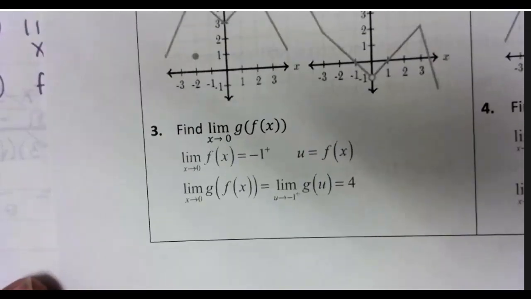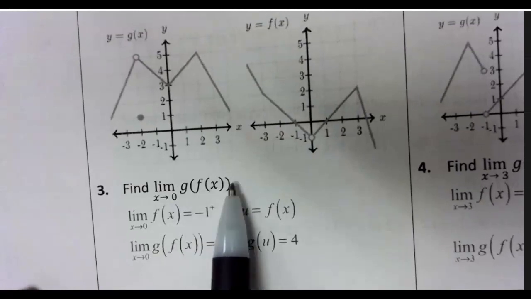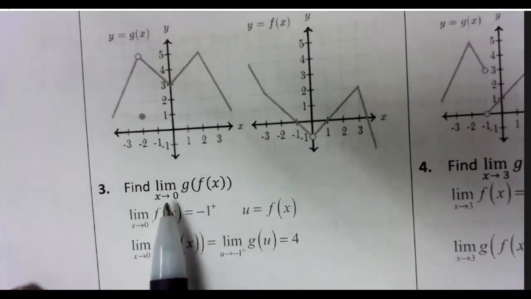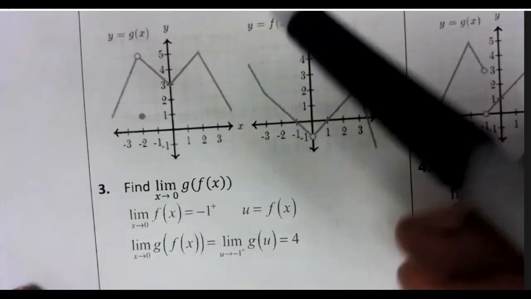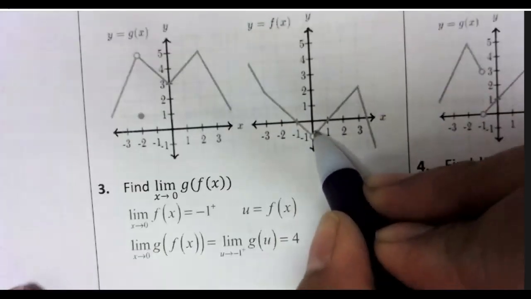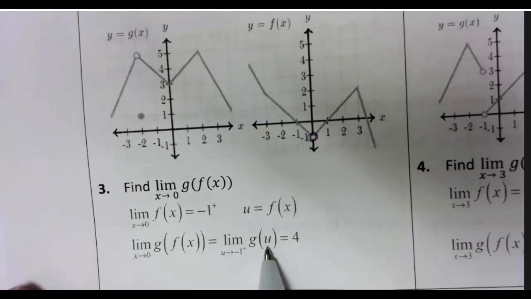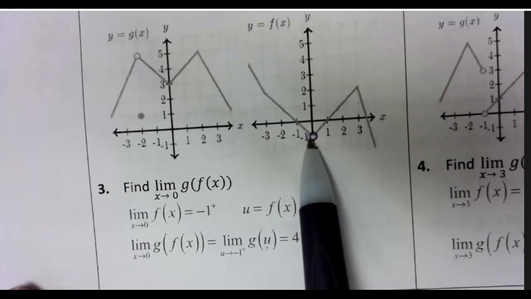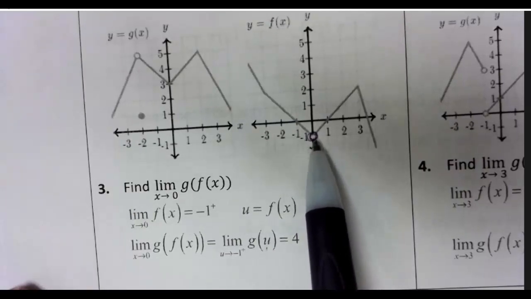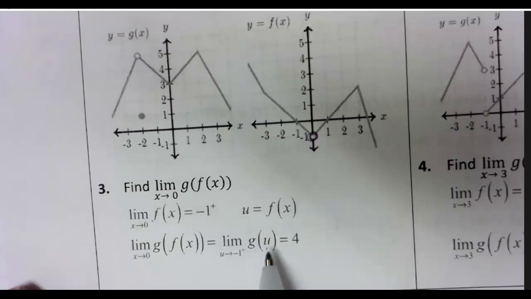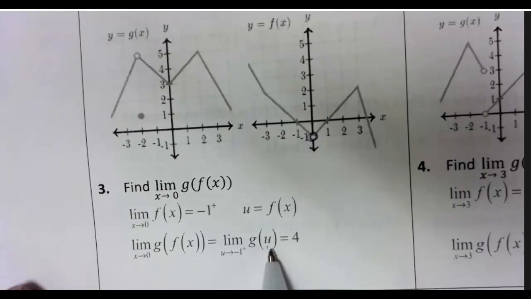All right, let's talk about 3. F of x is the inside function, what we want to find at 0. So the limit at x of 0 is -1. Because now when you want to find the limit for g, you have to go from the value you got on f of x, which is -1. So you're finding g of -1, not g of 0.